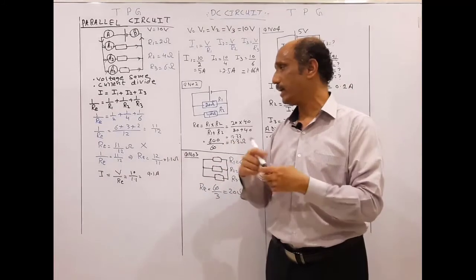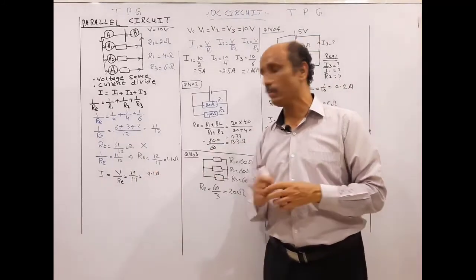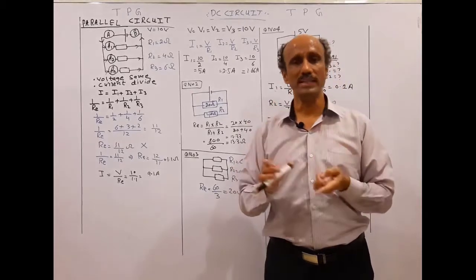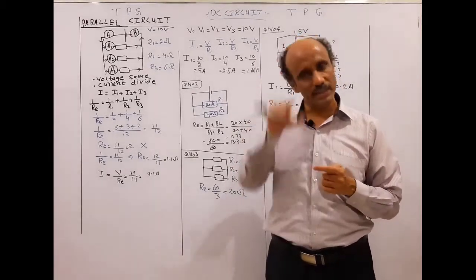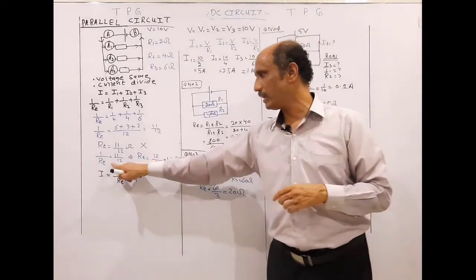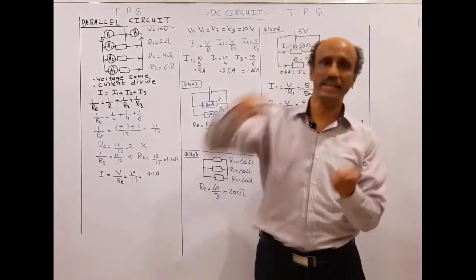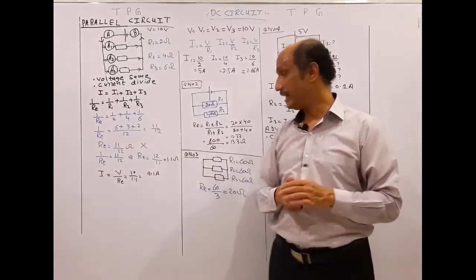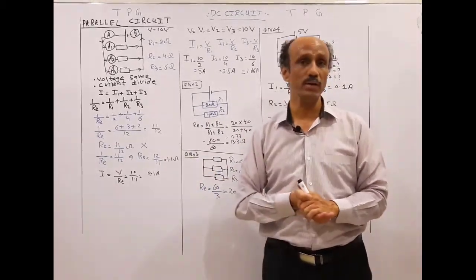Normally students will write down this as the answer, Re equals 11 by 12 ohm. This is wrong. What is the reason? Because there is 1 over Re, a reciprocal with respect to Re. So the correct statement is 1 over Re equals 11 by 12, and then you reverse that. You will get 12 over 11, and then the answer is 1.1 ohm.